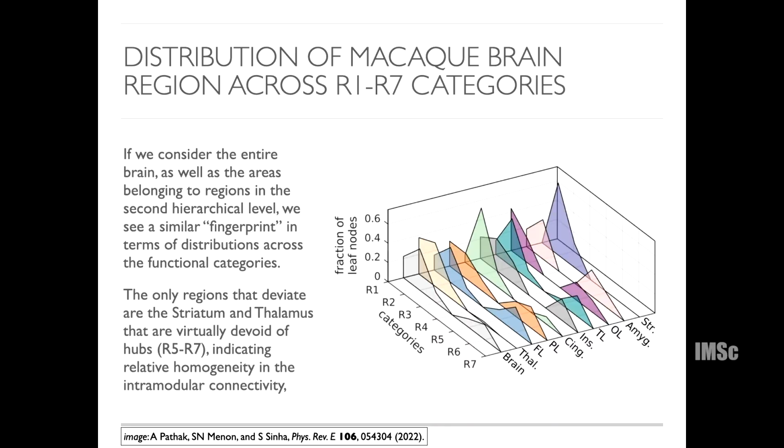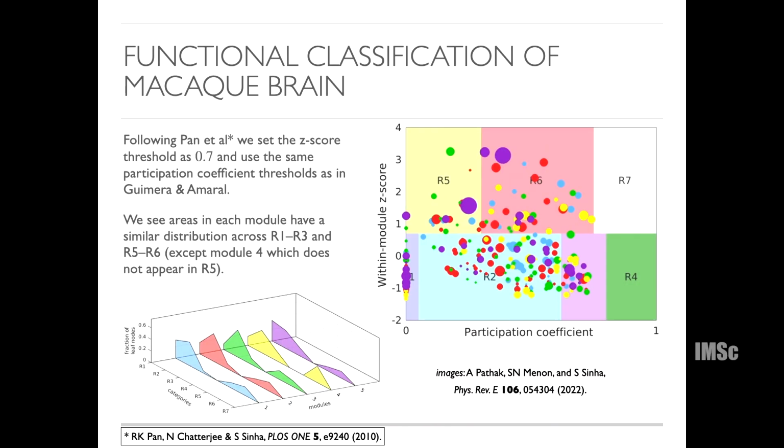True, but it could have, for example, a fairly high R3 as well. R3 is where within-module degree is low but participation coefficient is high. So it could be that.